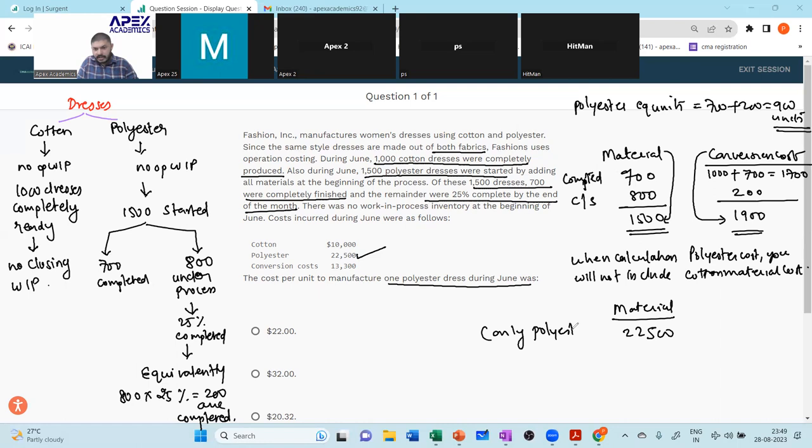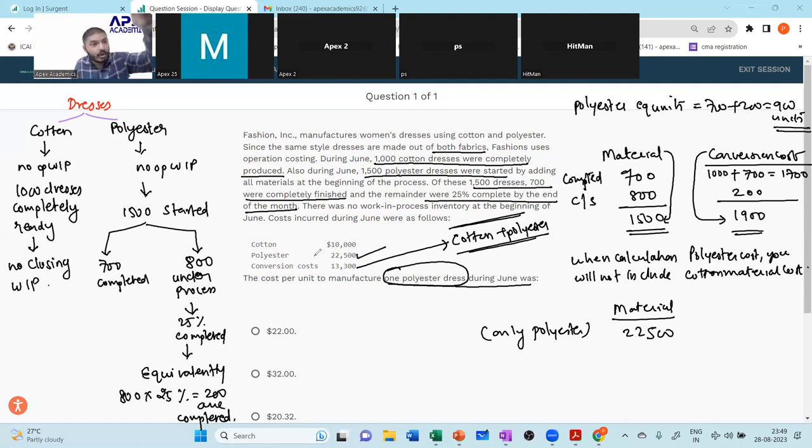Why, sir? Only polyester. Raja, they are asking you for one polyester dress. They are not asking you for one cotton dress. You need to understand that these conversion costs are cotton plus polyester. They don't belong only to cotton or only to polyester. They are total conversion costs.